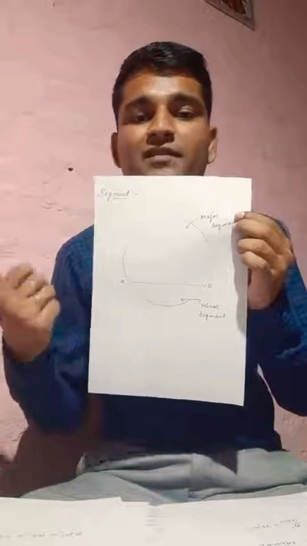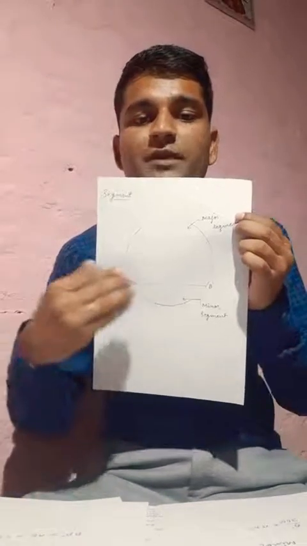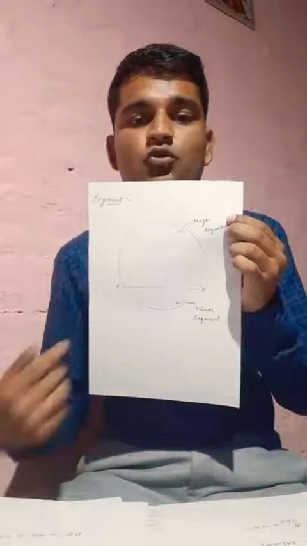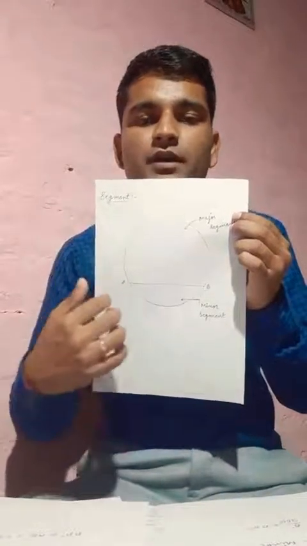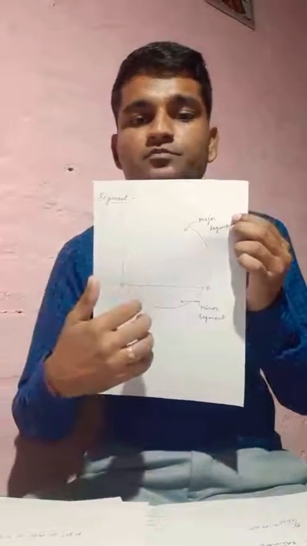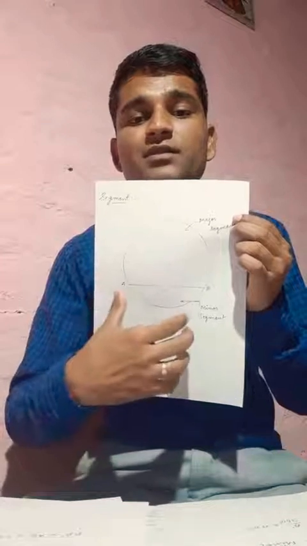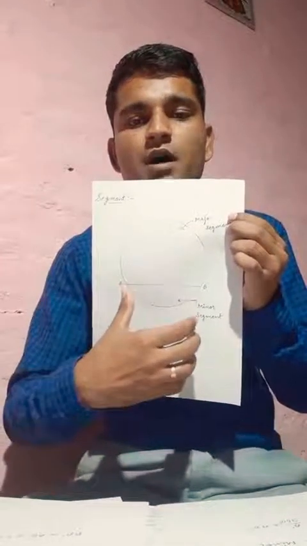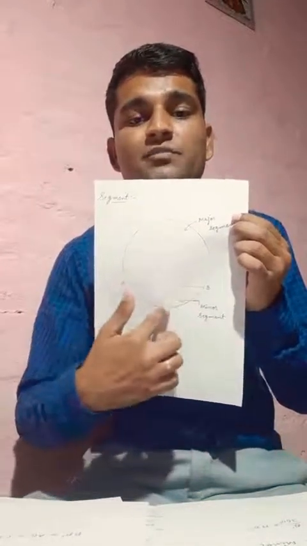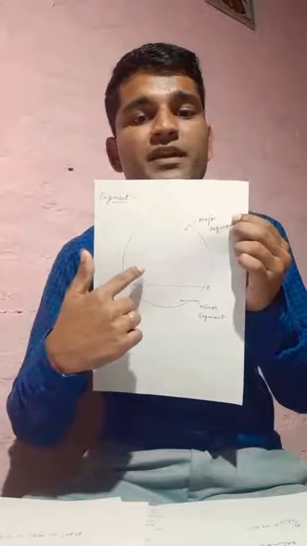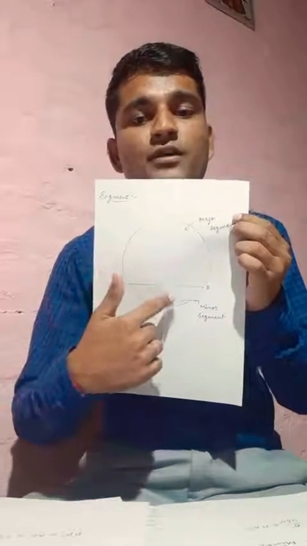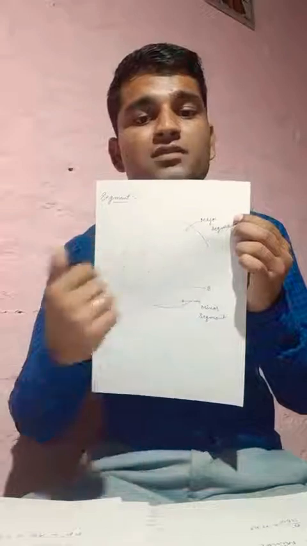But what is the difference between them? The areas are different. So the small area covered by the arc and chord is called the minor segment, and the big area covered by the chord and arc is called the major segment.